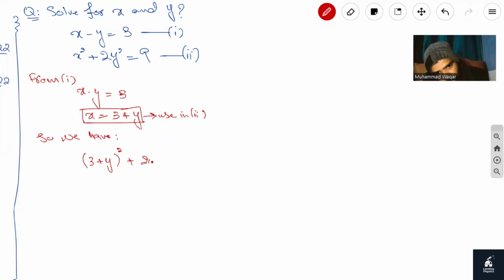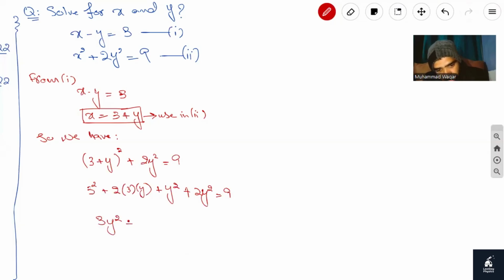plus 2y squared equals 9, right? Now, we will expand the square. For the square, it should be 3 squared plus 2 times 3 times y plus y squared, and this term, 2y squared equals 9. Then we will have 3 squared is 9, 2 times 3 is 6y, and y squared plus 2y squared is 3y squared. So we will add the like terms together and simplify the left-hand side.